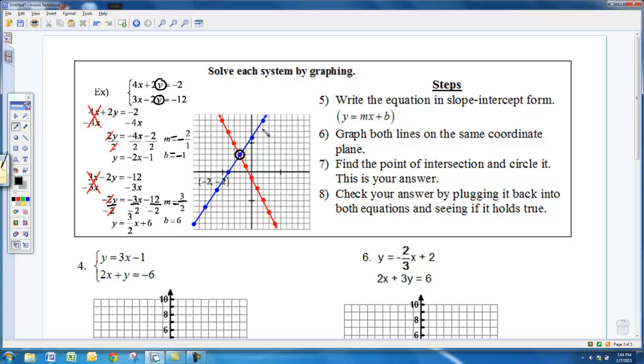Now we're going to go ahead and graph those lines, and we'll see that the solution is the point -2. It looks like they wrote -2, -2, but it should actually be -2, +2, because this point is above the x-axis. All right, so let's do an example on our own.